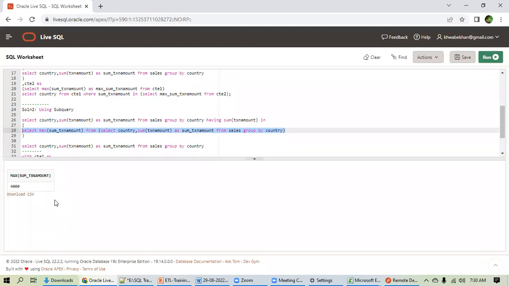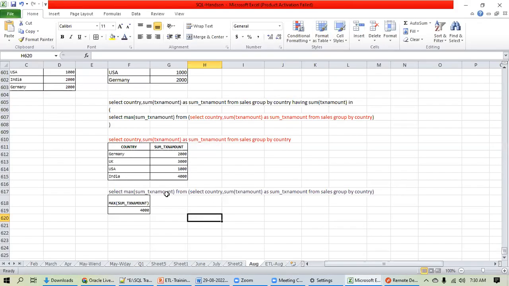Is it clear, Akansha? Yes. Okay. Anyone else? Any question here so far? Okay. So I got the value 4,000. So far we got this value 4,000.